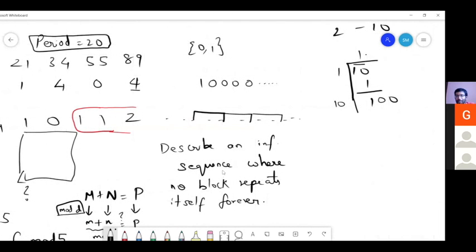So describe an infinite sequence where no block repeats itself forever. There are far easier sequences. Can I even just give a try now? Usually it is felt that to observe a law from chaos is very difficult. But here we are trying to create chaos and it looks difficult now.